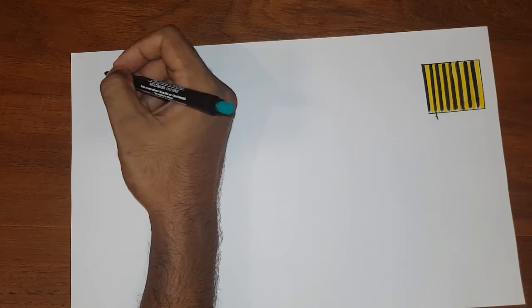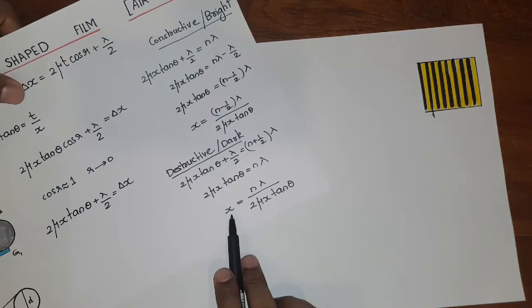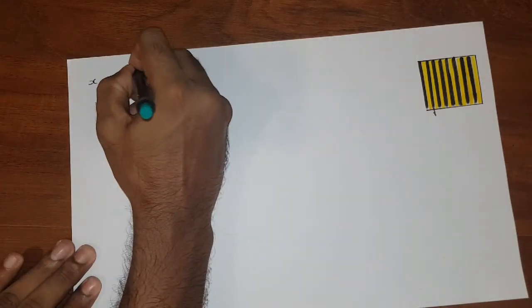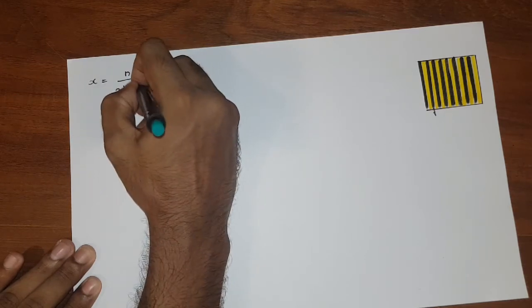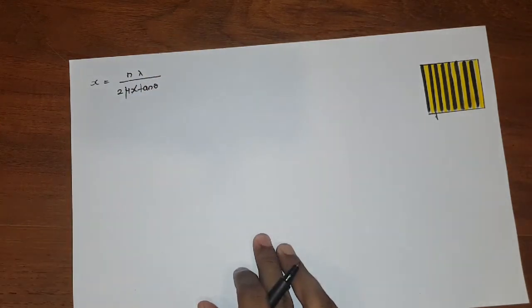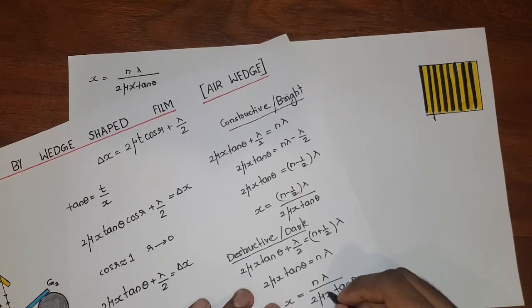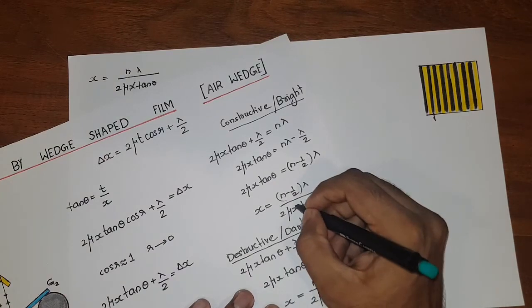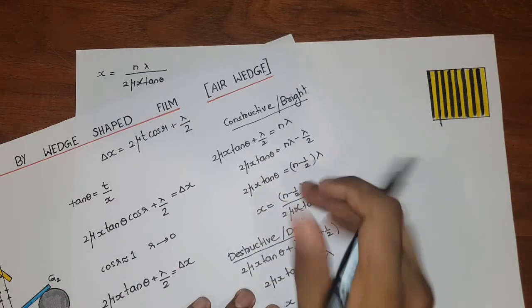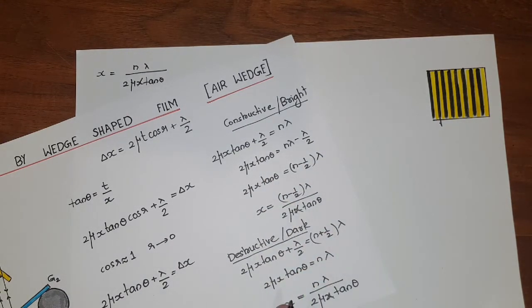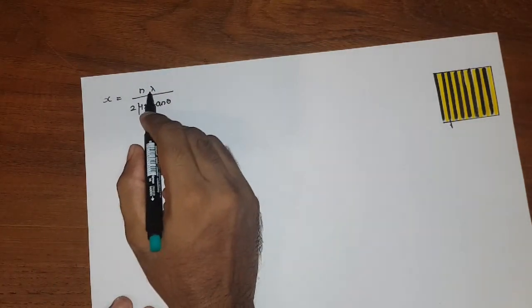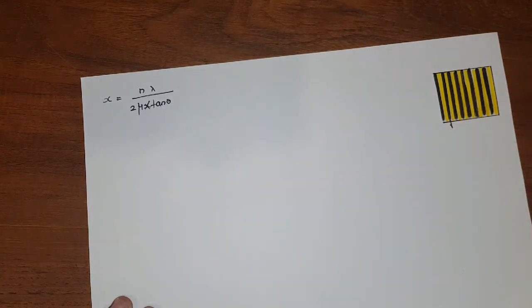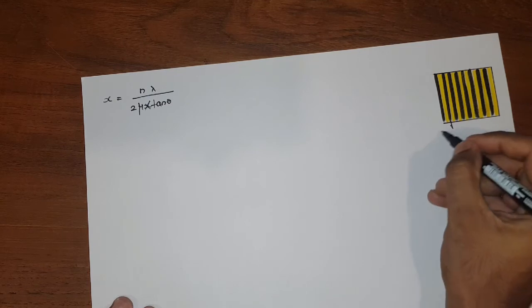what was the condition for darkness? The position of x should be n lambda by 2 mu tan theta. Sorry, did I make a mistake? Here there will be no x, just 2 mu tan theta. So when we bring it to this side, x will not be there, just 2 mu tan theta. So at n lambda by 2 mu tan theta, we'll get a dark point.